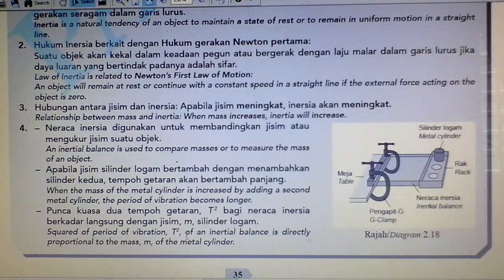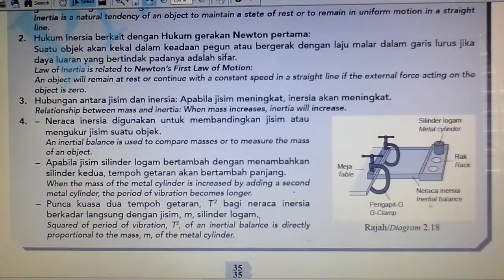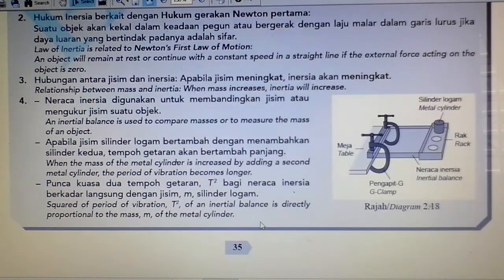When we plot a graph, let's say we collect about 5 sets of data, increasing the masses until 5 values of masses, then we can plot a graph of T squared against m. From the graph, we can state the relationship between T squared and m as directly proportional, meaning the graph is a straight line passing through the origin.